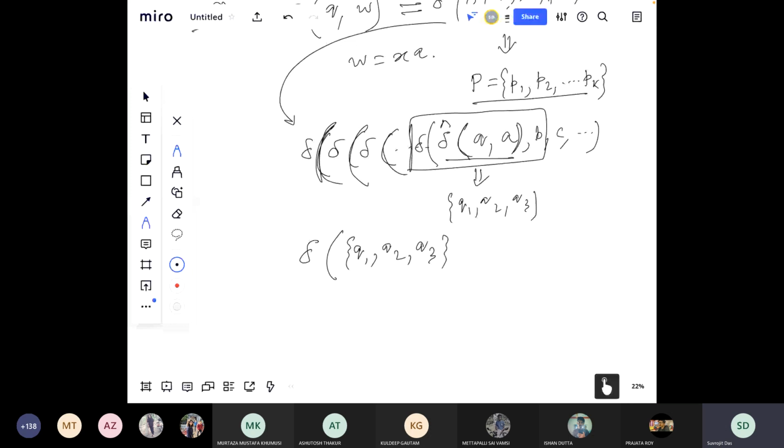What is this? This is a union of i equal to 1 to 3 del of qi comma b. So for each q, you have to calculate what is del of q1 b, what is del of q2 b, what is del of q3 b. You have to take a union.